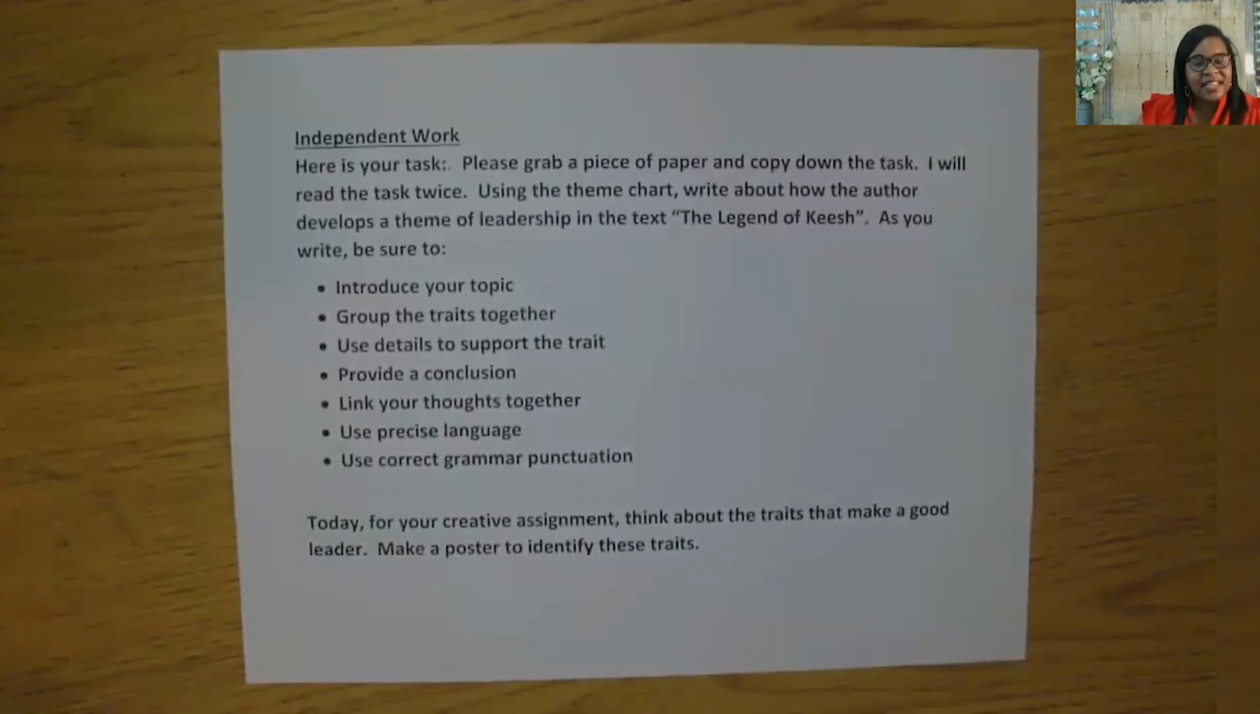Today was our last lesson reading The Legend of Keesh. Tomorrow, we're going to put together what we have learned from The Legend of Sleepy Hollow and The Legend of Keesh to write our own legends.